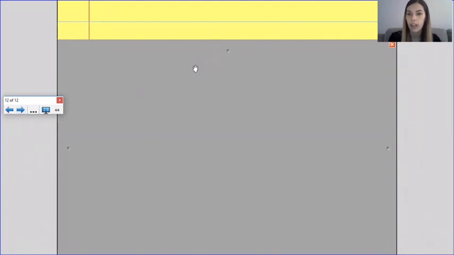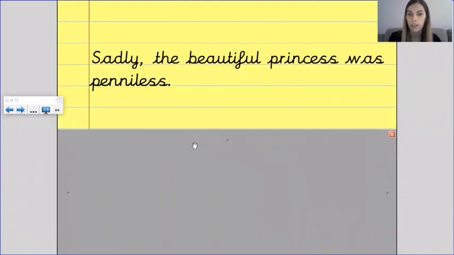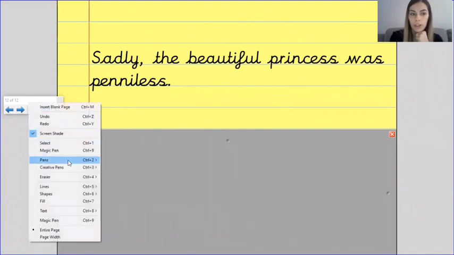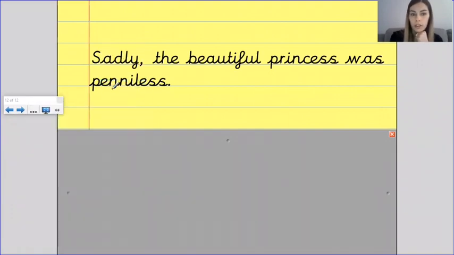Okay, for those of you ready to check, let's take a look. Here we go. Sadly, the beautiful princess, let's just move me out the way, was penniless. And let's just have a look. I'm going to underline the words that use our suffix. We have beautiful and penniless. So we have our full here and our less here. Both of these root words, beauty and penny, we know end in the grapheme Y. So that's why we've taken that Y and replaced it with the I, haven't we?